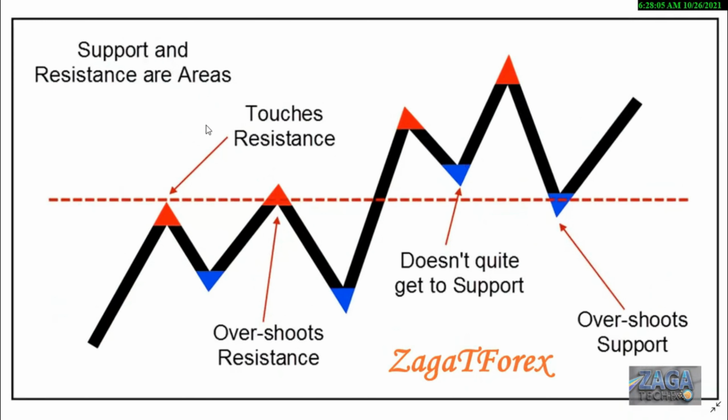Take a look at this system here. Support and resistance are areas. So I'll just restate something I mentioned before in the video. We have resistance, we have support, resistance, support, resistance. The red checked areas that you see as peaks here are resistance. The blue ones below are the support.